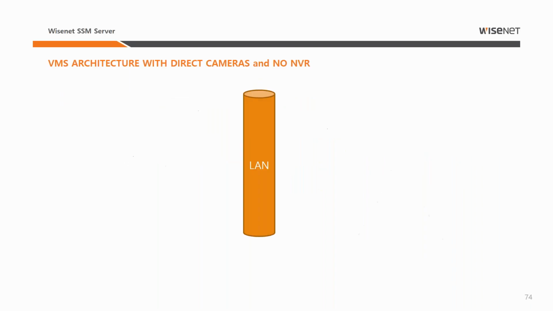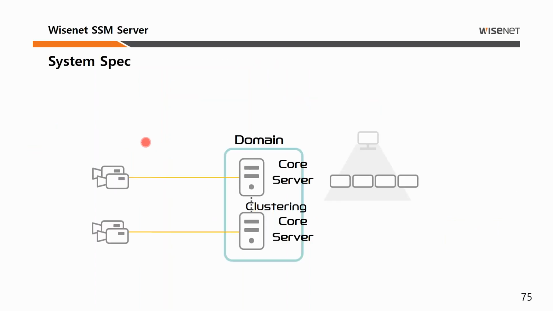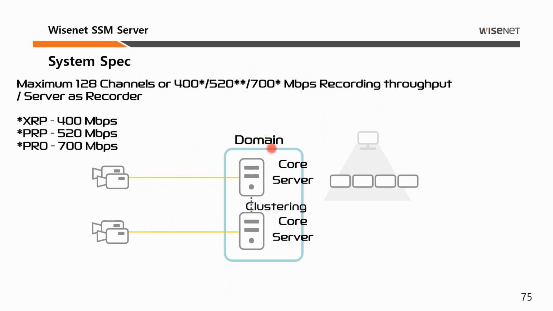However, if you do the other method, what is the other method? If you're directly recording on the cameras, so for example, cameras are being directly recorded on the server, no NVR in between. In this case, you can only record 128 cameras per server. Now 128 cameras per server. Again, in this case we pay licenses for it.